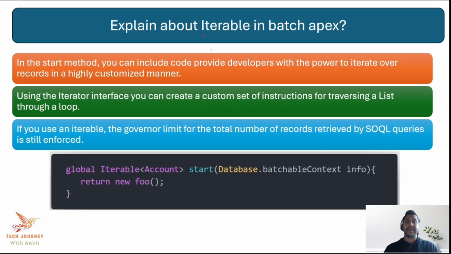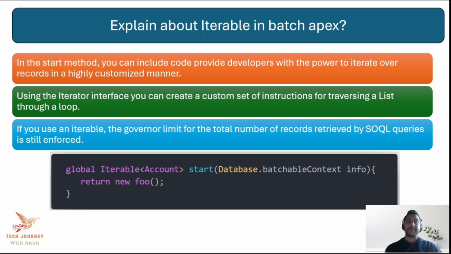Next one here is the iterable interface in the batch Apex. Now, what is the need of having the two interfaces? One is the Database.QueryLocator and second is the Iterable. I have seen many people not work on this iterable interface, and this question specifically comes for experienced professionals. So they might ask you whether you have worked on the iterable interface, and if you say yes, they might ask you a specific scenario.